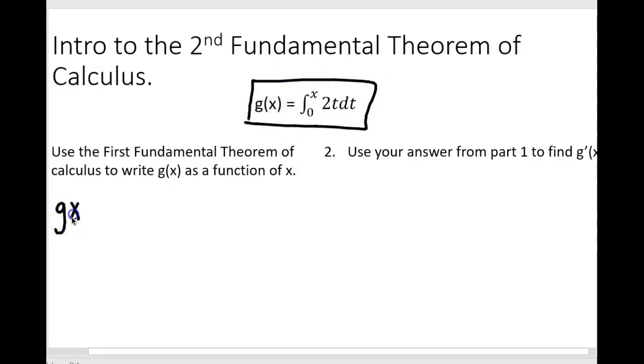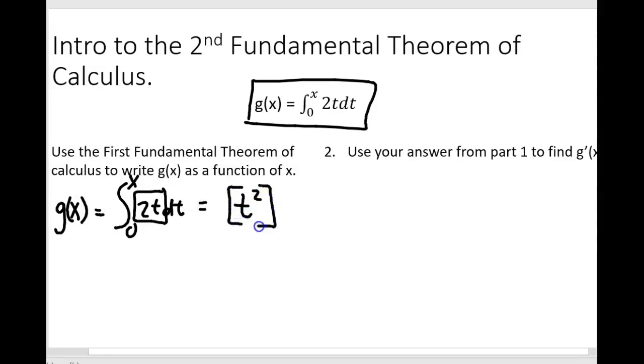So g of x is equal to the integral of 2t dt from 0 to x. So first of all, let's integrate this. What is the integral of 2t? Well, hopefully you know that that's t squared. Next, we plug in the x and the 0 and subtract them, right? x squared minus 0 squared is x squared, and there's my answer.